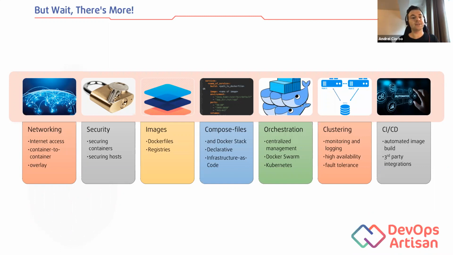You have ways of designing and building your own images using Dockerfiles and to interact with image registries. You have Compose files and Docker stack. They're both methods for deploying applications in a declarative manner. And also clustering multiple hosts together for high availability, orchestration. If you want to integrate them with CI/CD pipelines, there's just so much more. And again, we're just scratching the surface here.